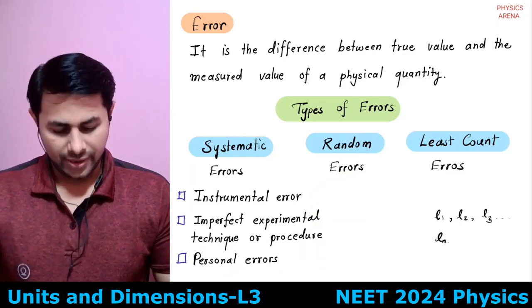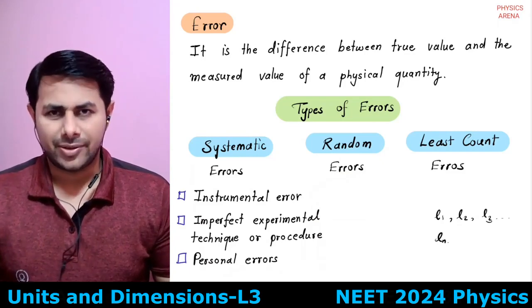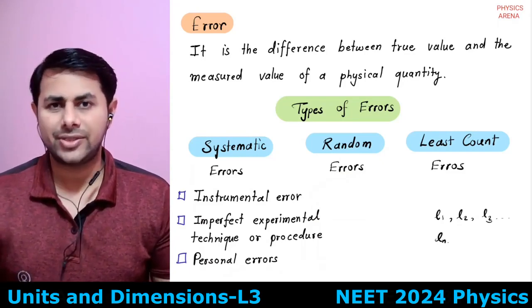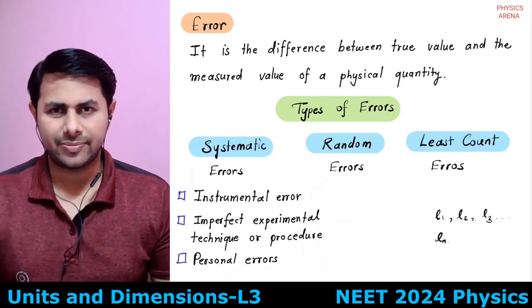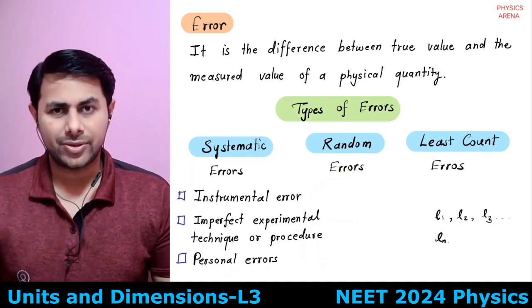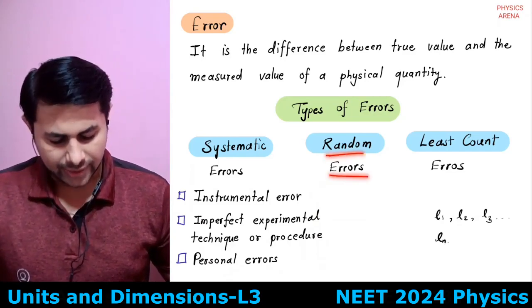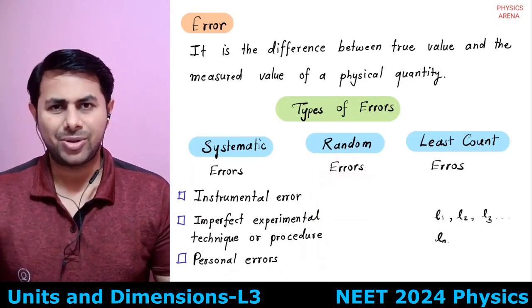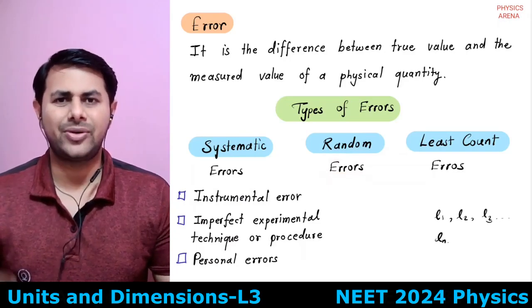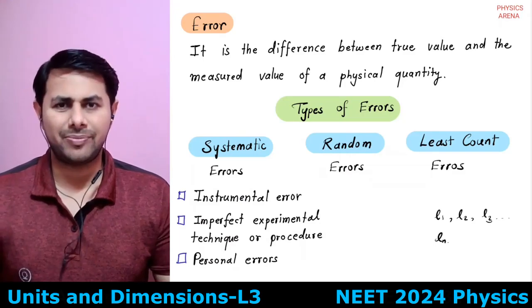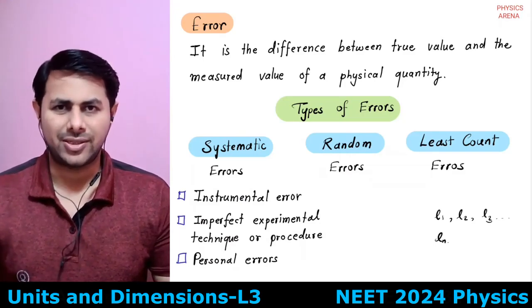So these kinds of things can happen. Voltage can fluctuate. There can be wind. There can be some temperature changes in your experimental setup. And the errors happening because of them are not in your hand, so they are called random errors. You can't do anything about them, except for taking hundreds of readings. If you take more and more readings, what will happen? The error will be minimized.